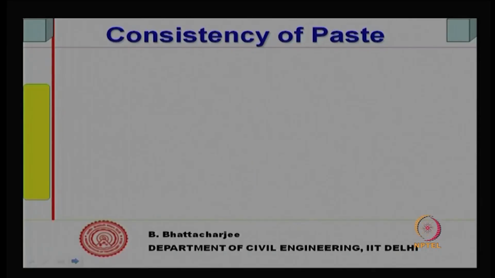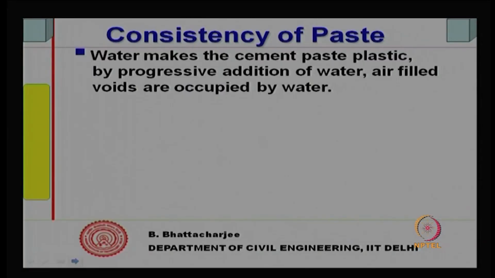Right. Now, we can look into the consistency of paste. So far we looked into the porosity, which we actually continued from the previous class. Now, we can look into the consistency of paste, some properties. One important property is consistency of paste, related to the amount of water that is required to be added to make it a uniform paste, because when water is added, water makes the cement paste plastic. You add a little bit of water, it makes it plastic, and by progressive addition of water, air filled voids are occupied by water.